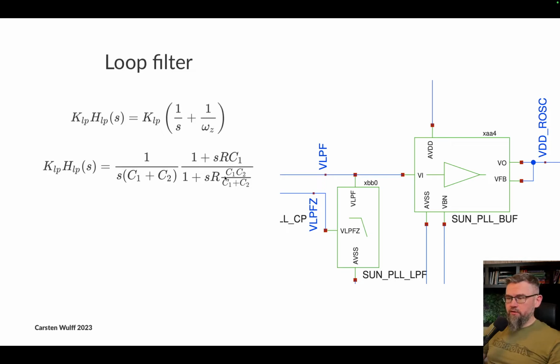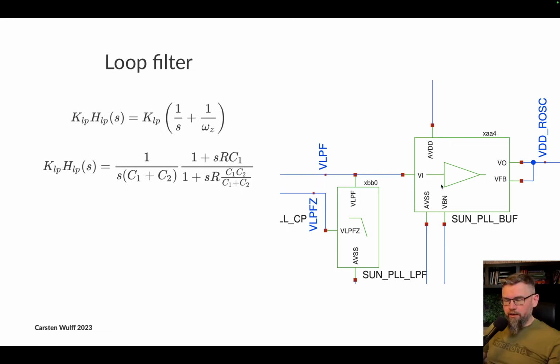But the principle is we have our charge pump signal, which is now at 16 megahertz, pumping up and down, trying to control the frequency of the output. And we need to put in a low pass filter there, such that the average value of the charge pump actually just contributes to the change in frequency.